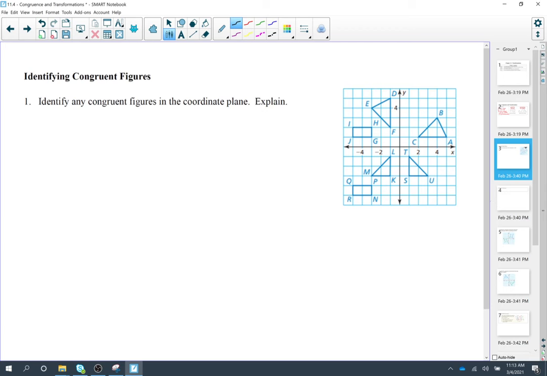So we can say that IHGJ is congruent, that is the symbol for congruent, it's an equal sign with a squiggly on it, to QPNR. Same shape, same size. They are both 1 by 2.